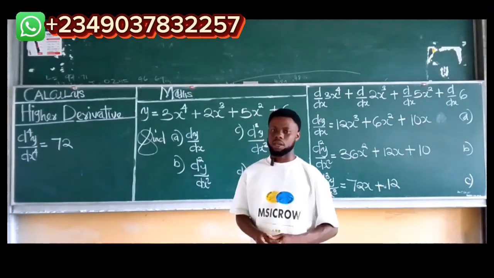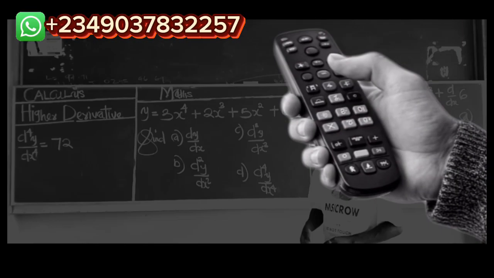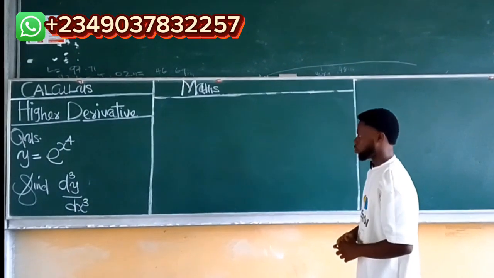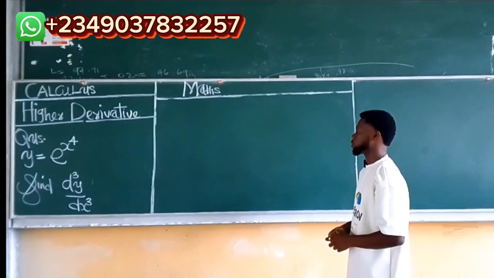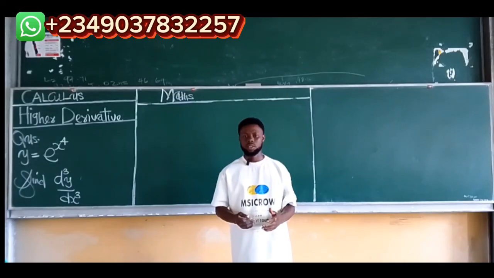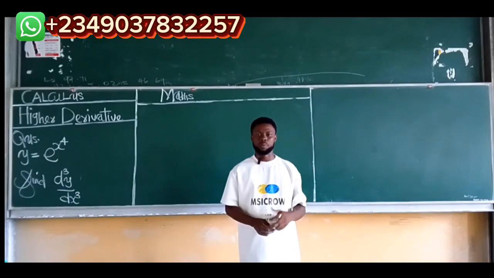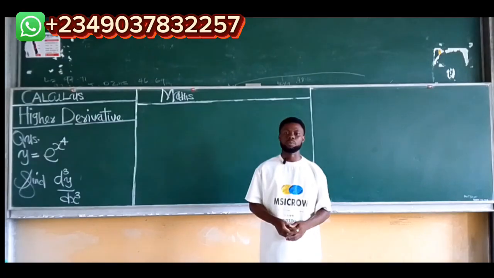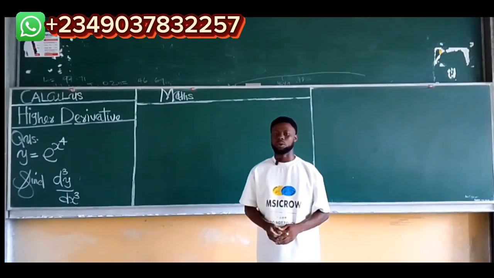Now let us consider a little bit more complicated higher derivative than this. Now let's consider the second question on the board. The question is, y is equal to e raised to the power of x, and x is raised to the power of 4. Find the d³y over dx³. Now this question is quite interesting because we are going to be dealing with what we treated in our previous class, which is function of a function, when we talked about chain rule and product rule. In this question, we are going to use both chain rule and product rule.